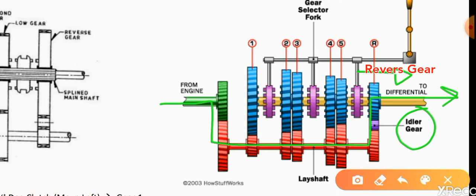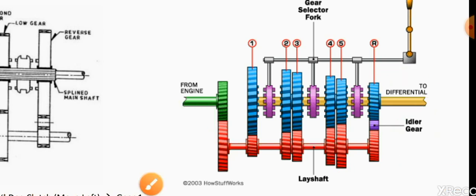As we connect the idler gear here, we get the motion of the vehicle in the reverse direction. In this way, we can get gear number 1, 2, 3, 4 and the reverse as per our requirement.